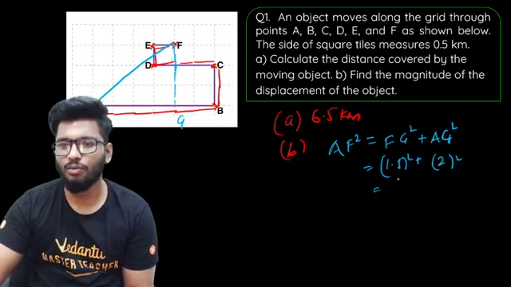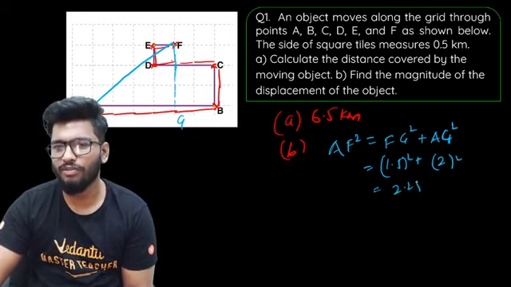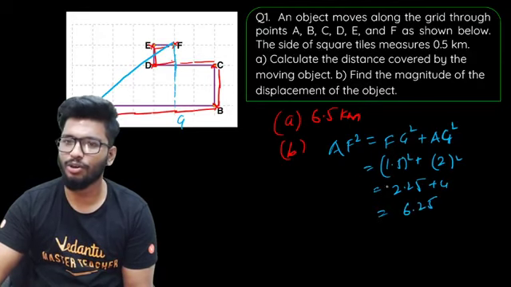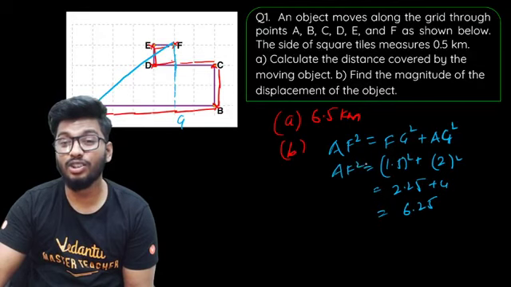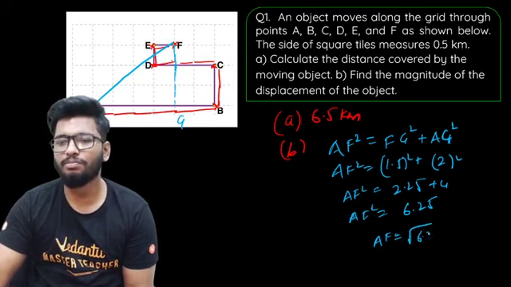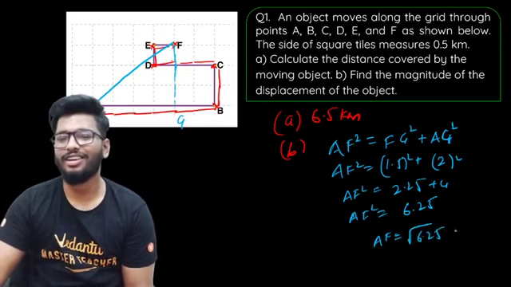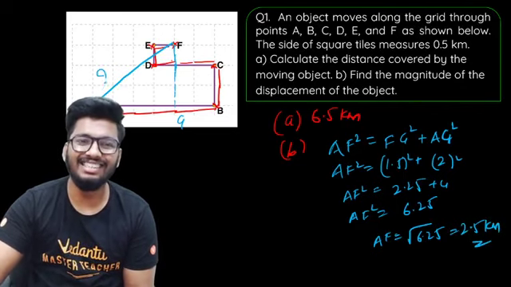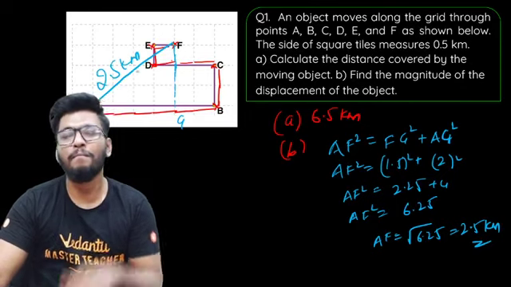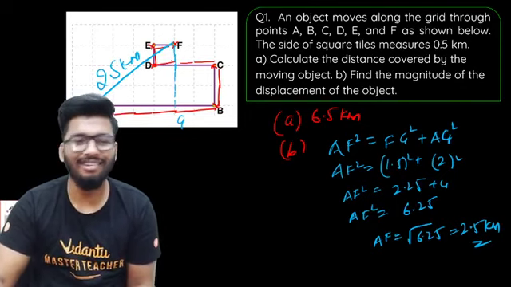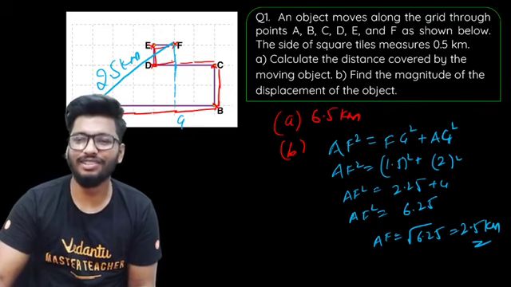So basically guys, 1.5 square is 2.25 and 2 square is nothing but 4. So what do you have? 6.25 is what you have. Now this is AF square. So how will you find out AF? AF is equal to root of 6.25. If you find out the root, you'll get the answer as 2.5 kilometer. So that is the displacement between A and F. Simple, voila people, voila. So that would be the answer for this very first question.